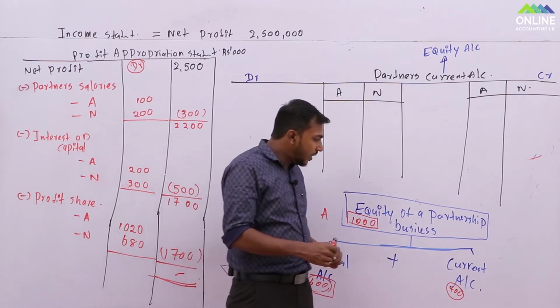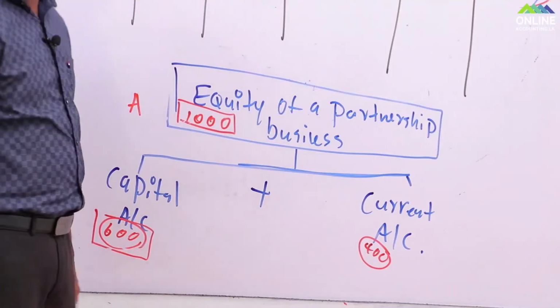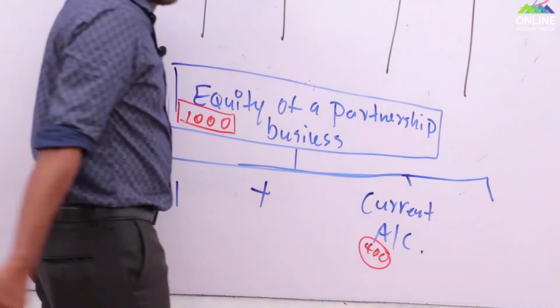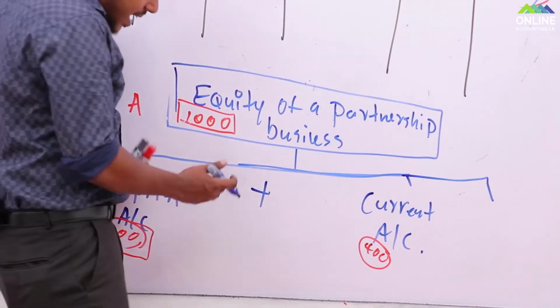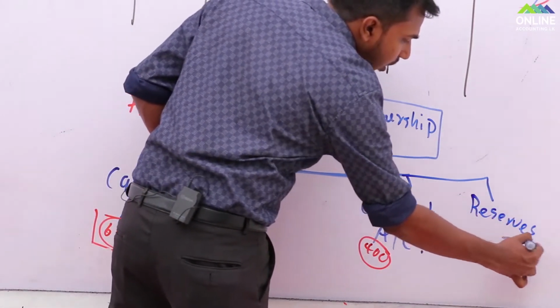Right. Then not only that, sometimes, our practice is only for putting capital and current account. So in a company question, you know there are reserves, as an example, general reserve, something like that. In a partnership also there could be what? Reserves.